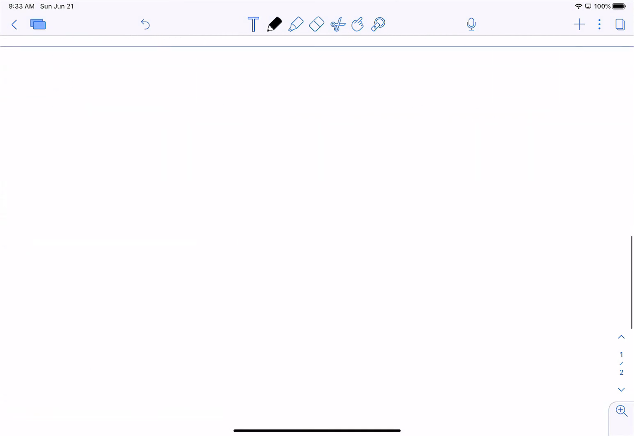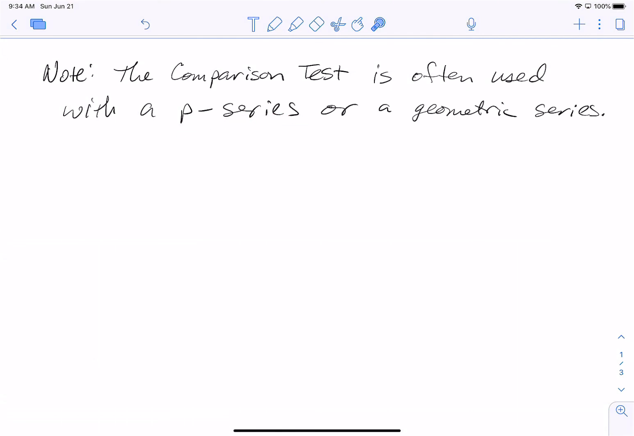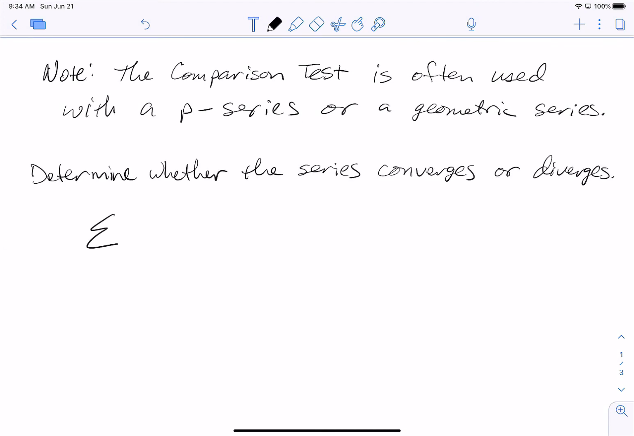And now that we have that established, we'll make a note here. The comparison test is often used with a p-series or a geometric series. See, those are two series that we know something about. Let's see how this works. For the series sigma n going from 2 to infinity of 1 over the square root of n minus 1, we're going to determine whether the series converges or diverges.